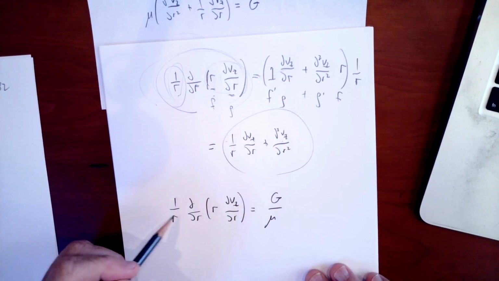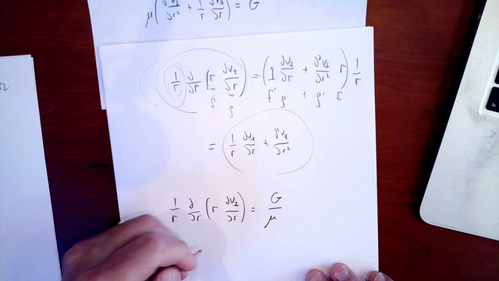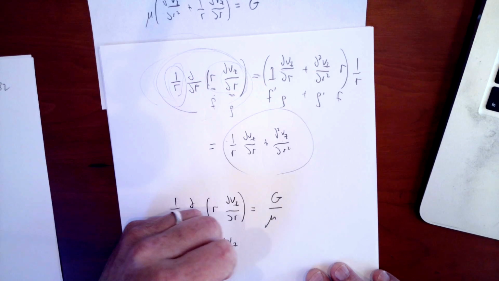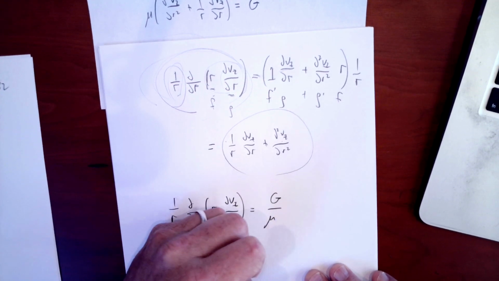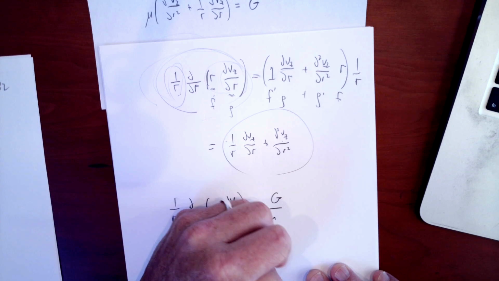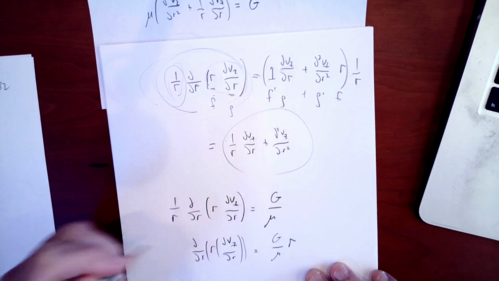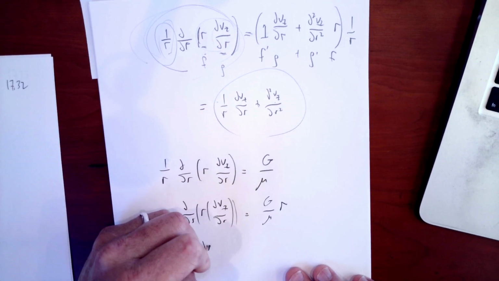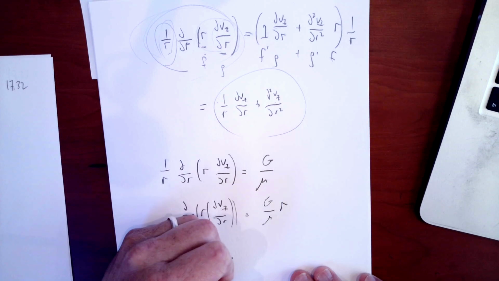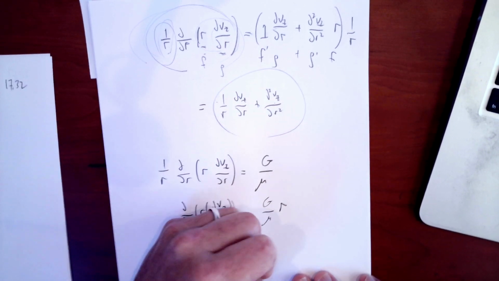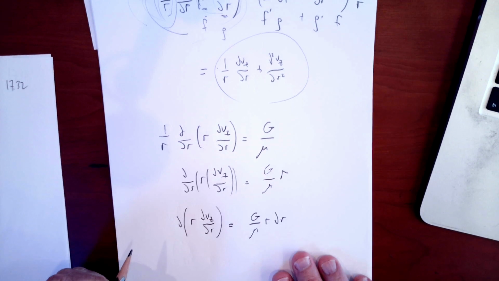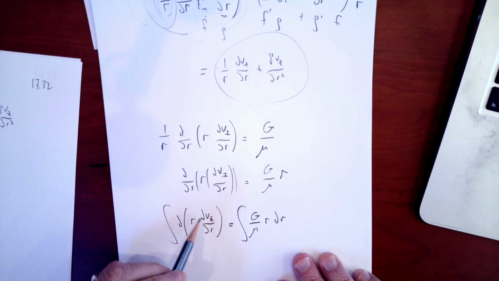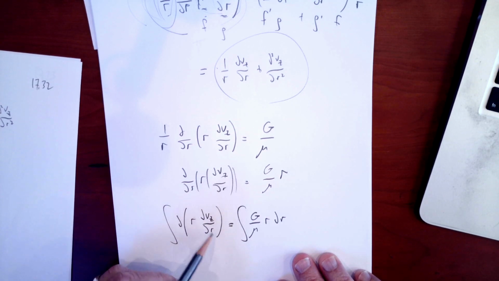Now we can multiply both sides by r. So I have d by dr of r dvz dr is equal to g over mu times r. Now I multiply both sides by dr. I have d of something very complicated, r dvz dr, equals g over mu times r dr. I can integrate both sides now. The integral of d of r dvz dr is just r dvz dr.